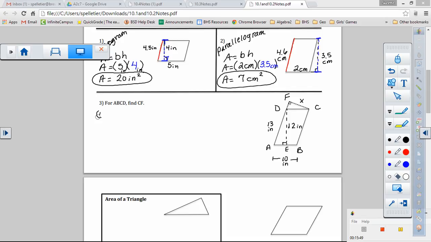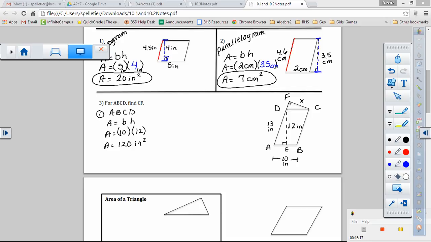Number one, you're going to find the area of the parallelogram that's given to you. So ABCD has an area, base times height. The base of ABCD is 10, and the height of ABCD is 12. So when I multiply that together, I get an area of 120 inches squared. So I know the area of that figure.